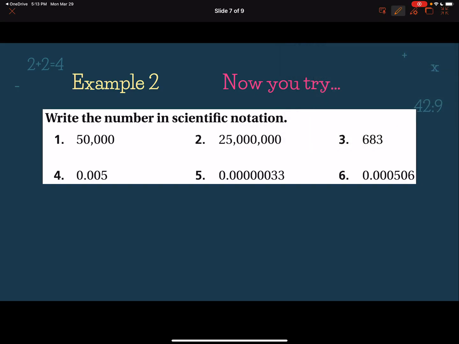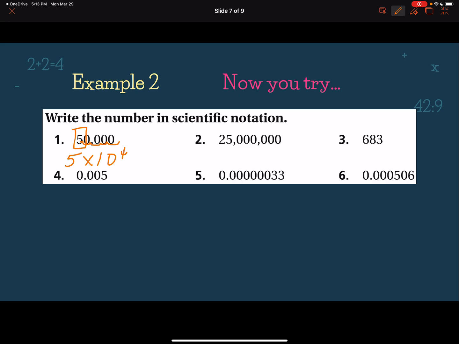Okay, number 1, I have the number 50,000. I'm going to focus on the non-zero digits. So 5, I can use that as my factor, and my exponent is going to go where my decimal is located at the end. 1, 2, 3, 4. So my exponent needs to be a 4.